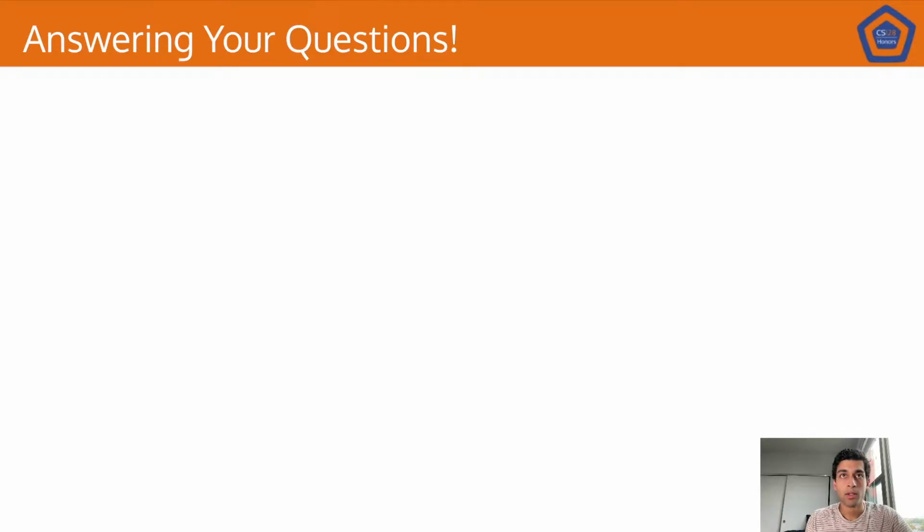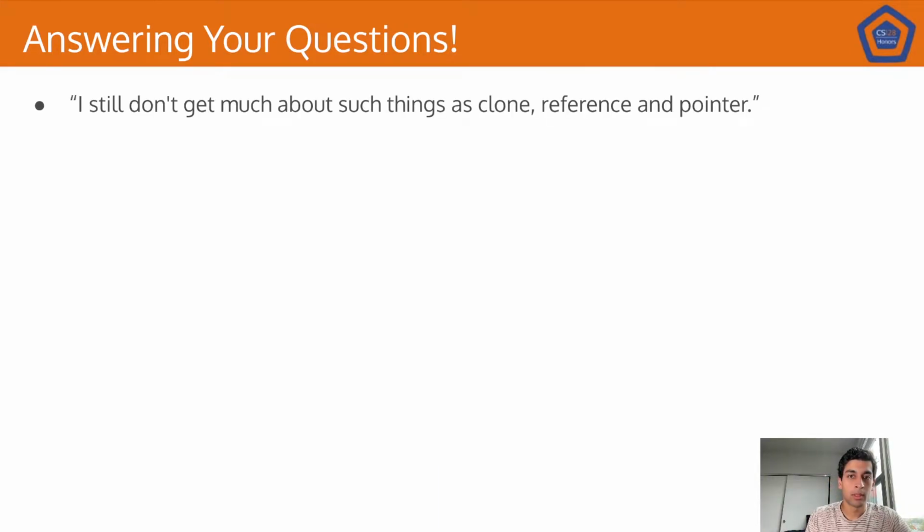Okay, so let's get into some of your questions from Prairie Learn. So we're throwing around all these words: clone, reference, pointer. These can be very confusing, especially since they're very different in Rust than what you see normally in other languages. So let's touch briefly on these, and then we'll keep talking about them throughout the lecture.